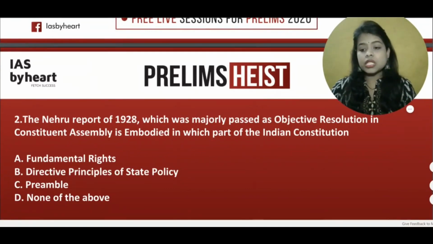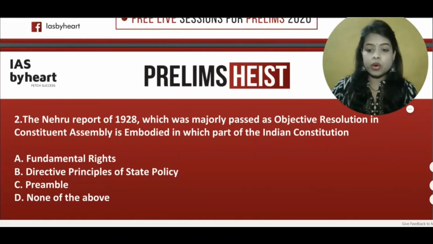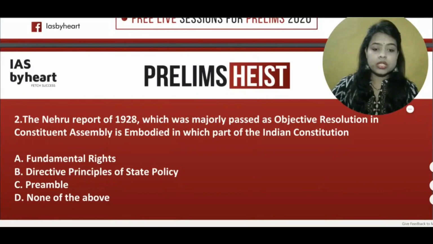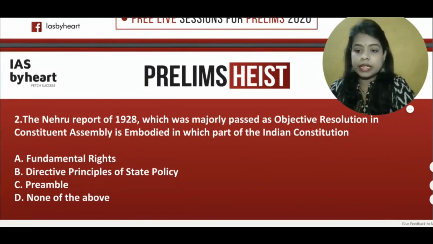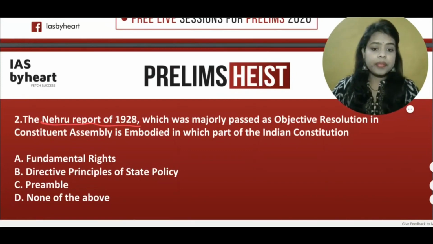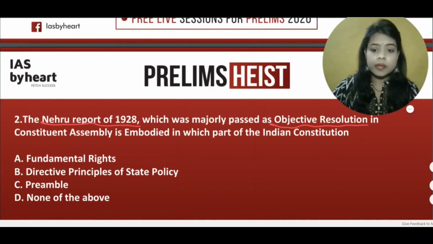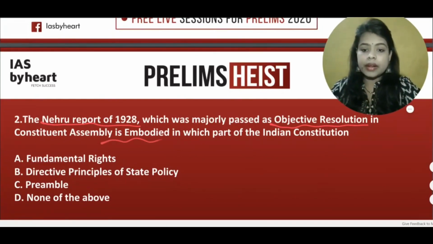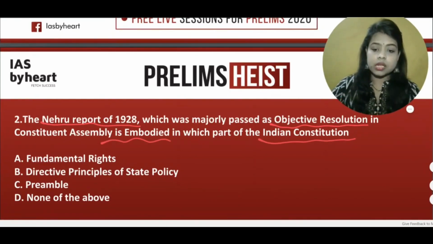Okay. So the second question is, the Nehru Report of 1928, which was majorly passed as the objective resolution in the Constituent Assembly, is embodied in which part of the Indian Constitution? So here the three keywords are there. The Nehru Report, they are only saying that it came in 1928, and then it was passed as the objective resolution. They are giving you a clue here. And then where it is there right now in the Indian Constitution, that is the question.